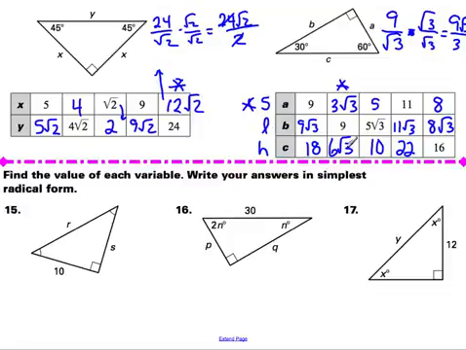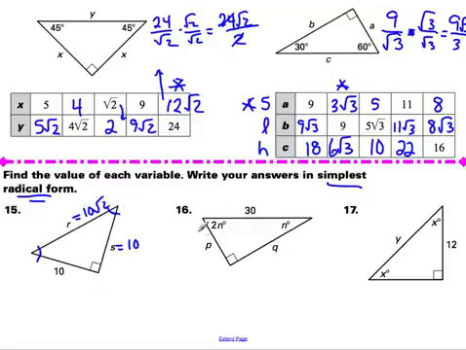These bottom problems aren't so bad. It says find the value of each variable, write your answer in the simplest radical form. This is one thing that we're really stressing: how to rationalize and how to write these in the simplest form possible. This looks to me like it's going to be a 45, 45, 90 triangle just because of these two pieces. So if this is 10, I think S is 10, and R is going to be 10 times the square root of 2.